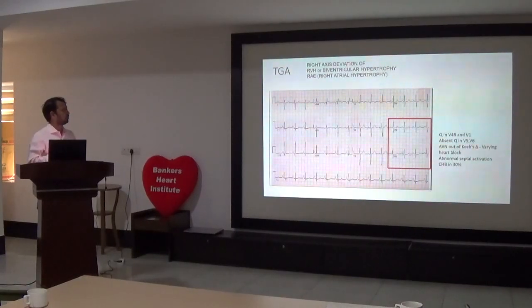The AV node is out of the triangle of Koch. It causes varying degrees of heart block, and abnormal septal activation can be there. CHF can be present with triggers. Specifically, I want to mention absent Q waves in lateral leads. We have to think of TGA. Here we can also see the mesocardia in lead V1 and absent Q wave in V6.